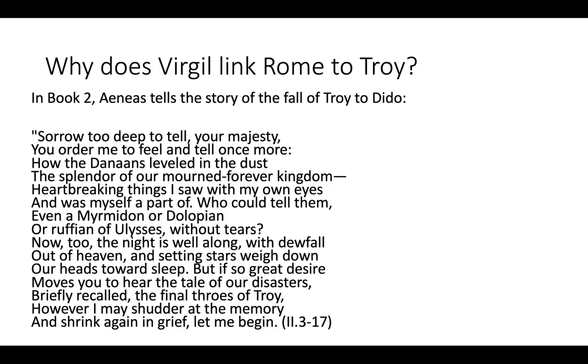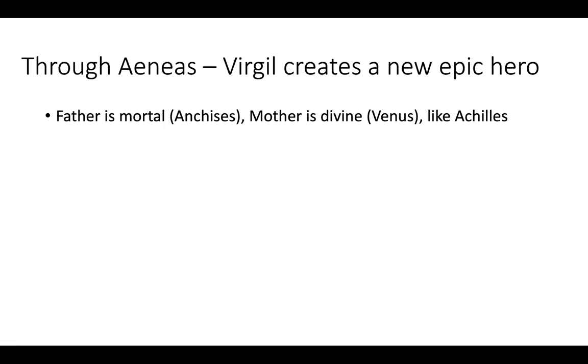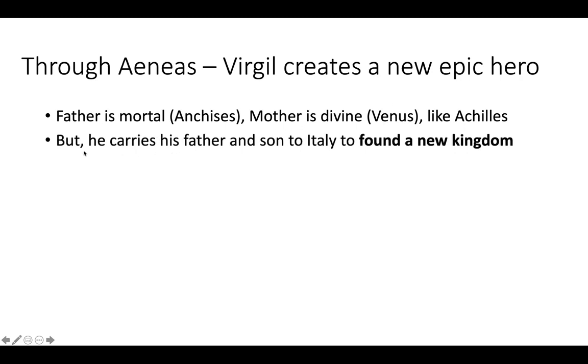It's kind of interesting. We'll say probably more about this in the days that continue. So through Aeneas, Virgil is actually creating a new kind of epic hero. He's building on the traditions of the past with epic heroes, but creating a new version. In a sense, he's a bit like Achilles. His father is mortal, Anchises. His mother is divine. Where Achilles had a mother, Thetis, Aeneas's mother is Venus, the goddess of love. Wow. Okay. He carries his father and son to Italy to found a new kingdom.